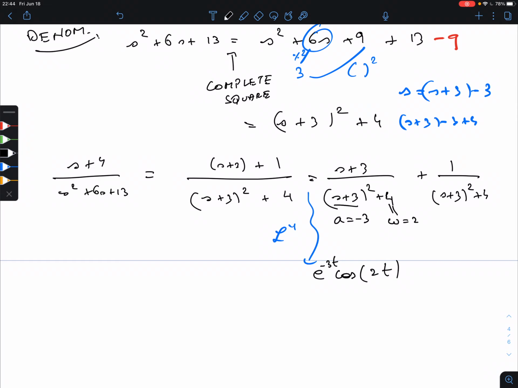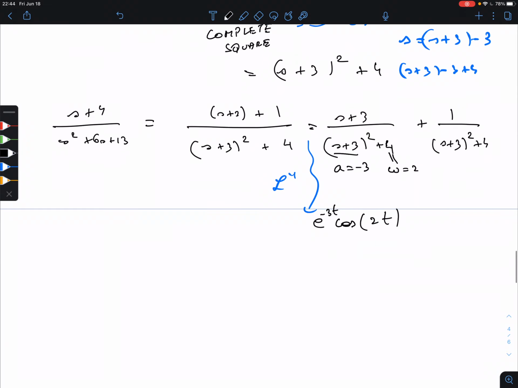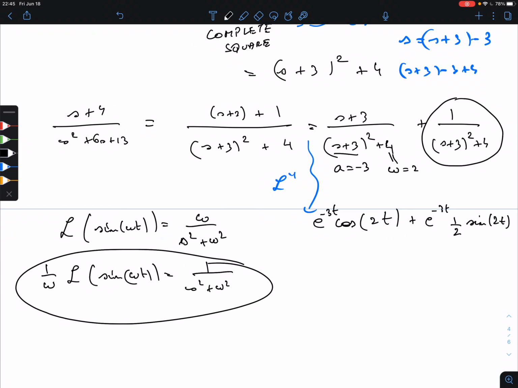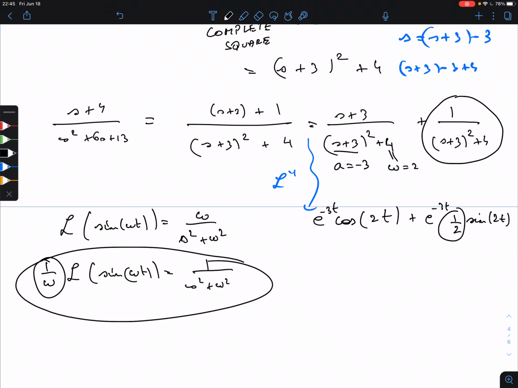That's the shift, minus 3. And here, the same thing. The shift is going to be e to the minus 3t. It's plus, right? It's just adding. But be careful here. There should be a 2 on top, which we don't have. So we have to take a half sine 2t. So I remind you, the Laplace of sine omega t is omega over s squared plus omega squared. Okay? So this means that 1 over omega times the Laplace of sine omega t is equal to 1 over s squared plus omega squared. This is what we're using. So we have this 1 over omega here. That's the 1 over 2 here.